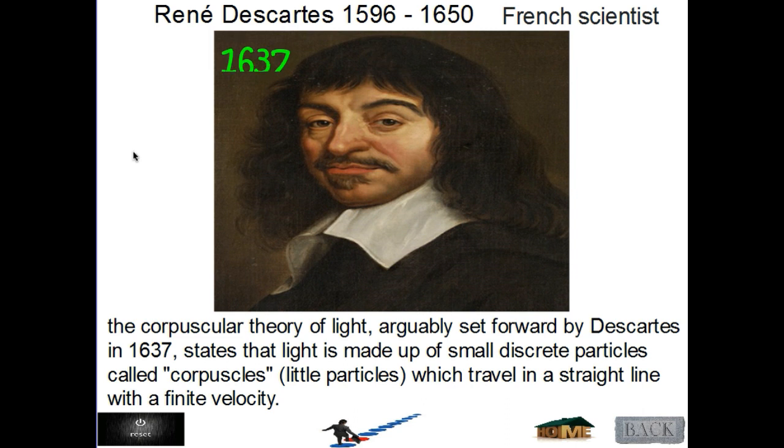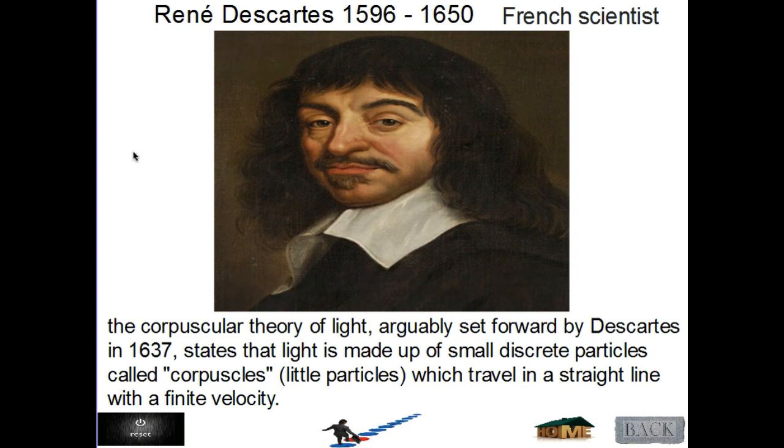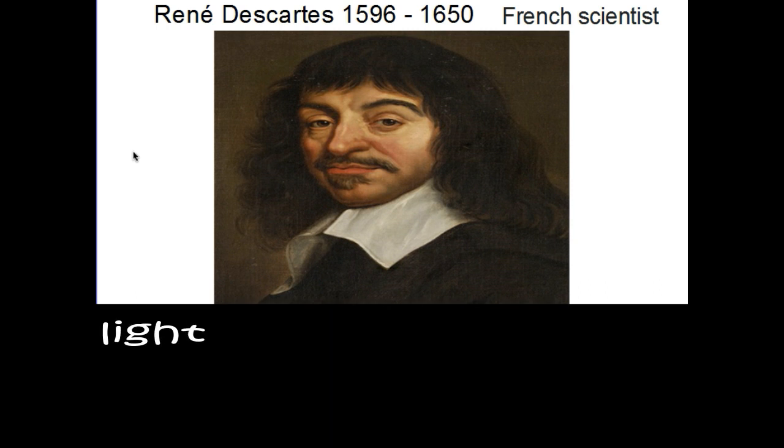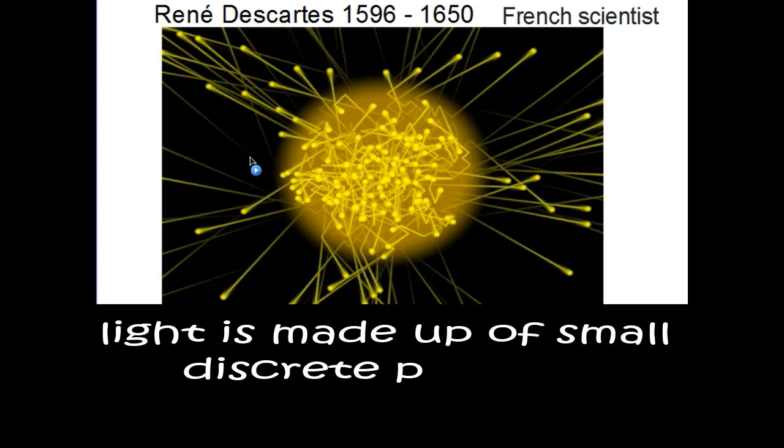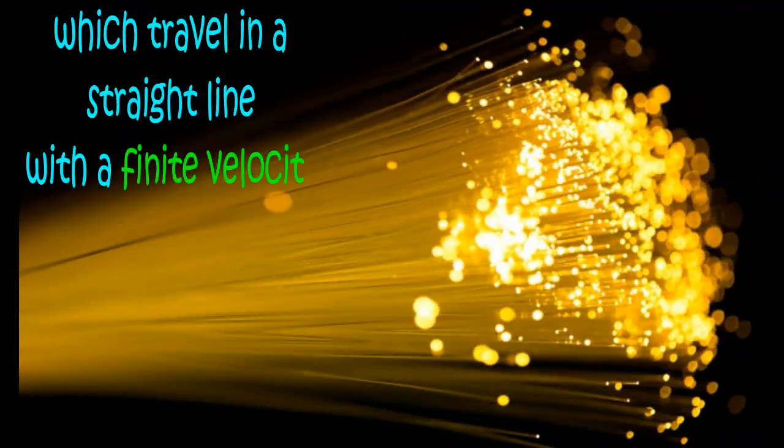In 1637, a French scientist, René Descartes, introduced the corpuscular theory of light, which states that light is made of small discrete particles called corpuscles, which travel in a straight line with a finite velocity.